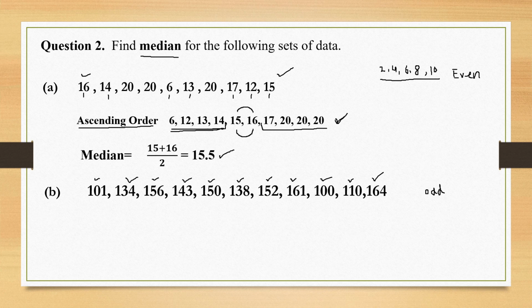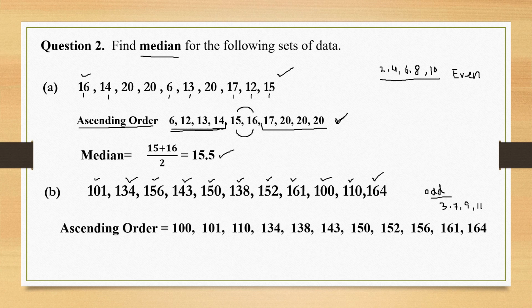But if you have odd numbers like 3 numbers, 7 numbers, let's suppose 9 numbers, 11 numbers, 13 numbers, in that case, first of all, we will arrange the data in ascending order. Ascending order means arrangement of data from smaller number to a big number.